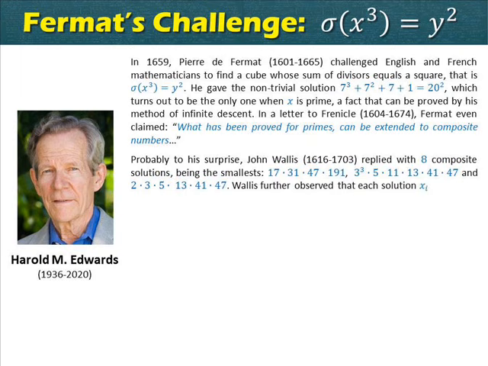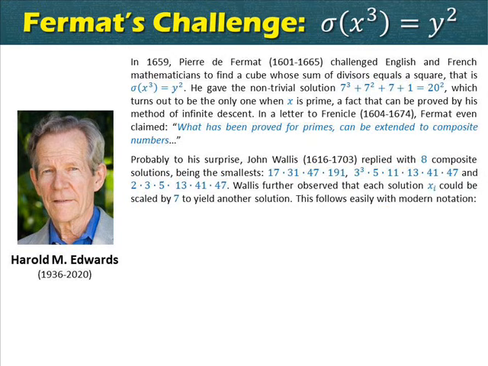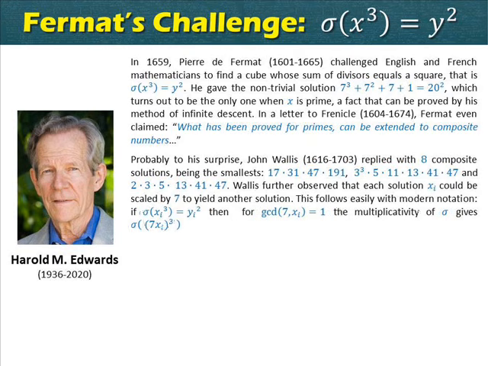Wallis further observed that each solution could be scaled by 7 to yield another solution. This follows easily with modern notation. If the sum of divisors of x_i cubed is a square, say y_i squared, then as long as 7 is coprime to x_i, multiplicativity tells us that the sum of the divisors of the cube of 7 times x_i is sigma of 7 cubed times sigma of x_i cubed. But sigma of 7 cubed is 20 squared, so the result is the square of 20 times y_i.